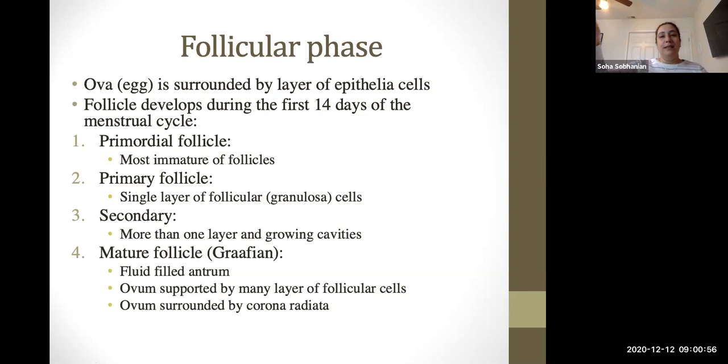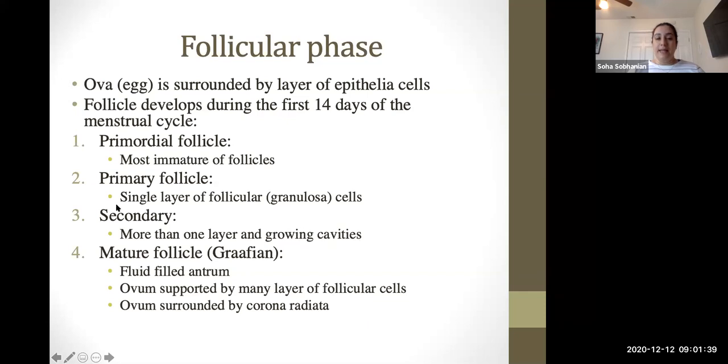Now, as these 14 days start to pass, your follicle starts to become a primary follicle. So you are starting to see the follicular or granulosa cells, the cells that are around the oocyte, start to develop. They're going to become larger. As you go from primary follicle to a secondary follicle, you're going to add more layers. So instead of having a single layer of follicular cells, you're going to add more layers to that. And you're also going to add what we call a cavity, and I'll show you in just a second. That cavity eventually develops into what we call an antrum.